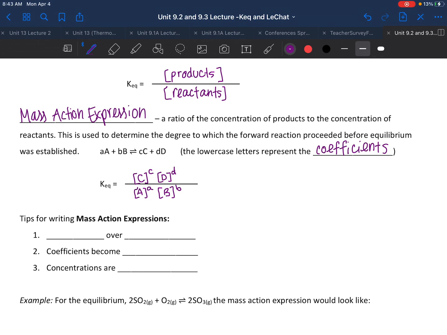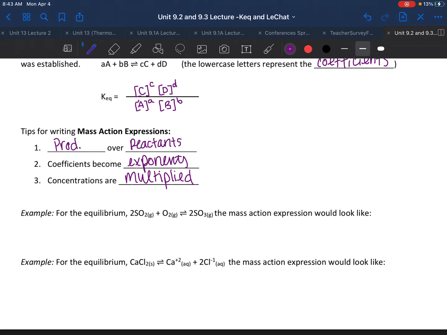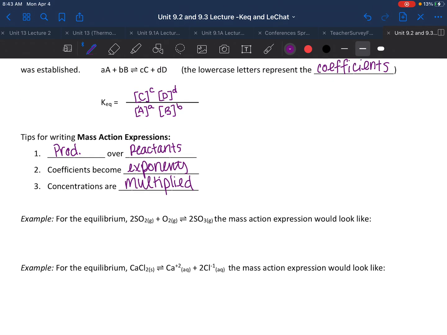And so reminding ourselves what's going on here: we always put products over reactants. Coefficients become exponents. And then the concentrations are being multiplied. So let's practice writing a mass action expression for this example here.